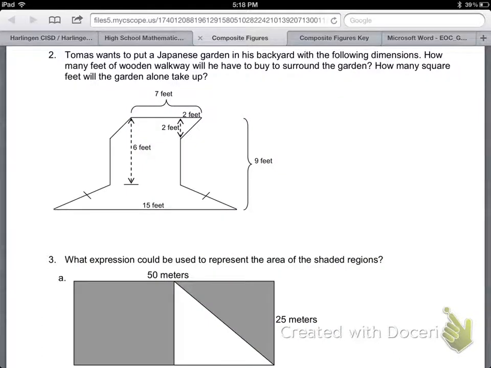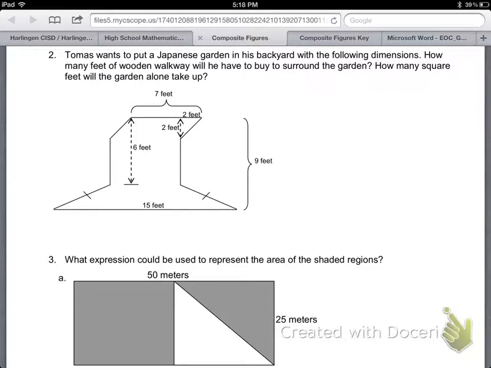Okay, now I want to tackle this question. This one's a good question right here. Number 2 says, Tomas wants to put a Japanese garden in his backyard with the following dimensions. How many feet of wooden walkway will he have to buy to surround the garden, and how many square feet will the garden alone take up? So the first one is perimeter. That would be your perimeter. And then how many square feet? That would be your area. Of course, perimeter is the easiest one. So let's try that first.